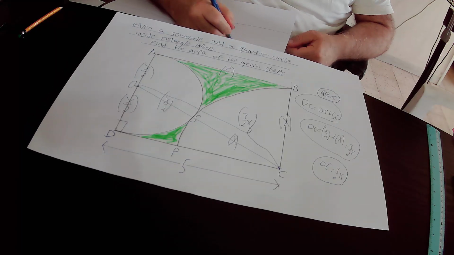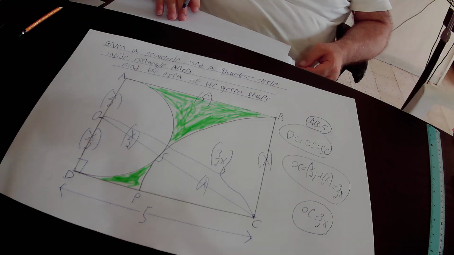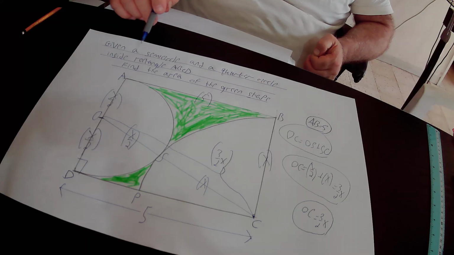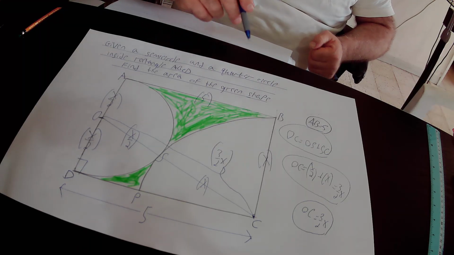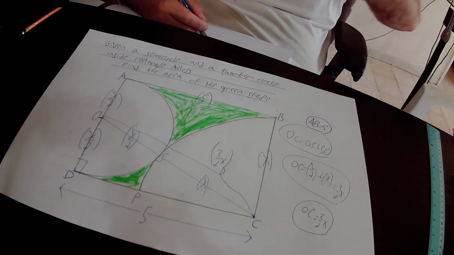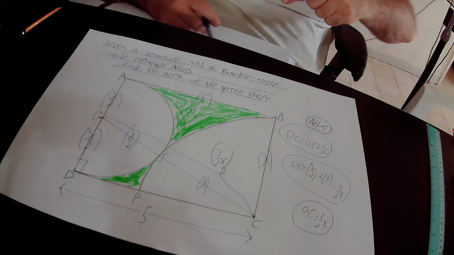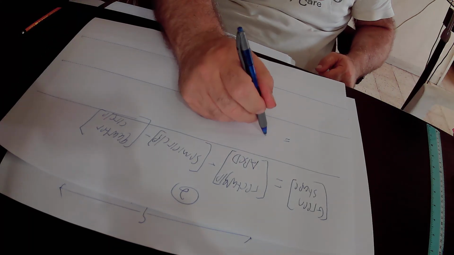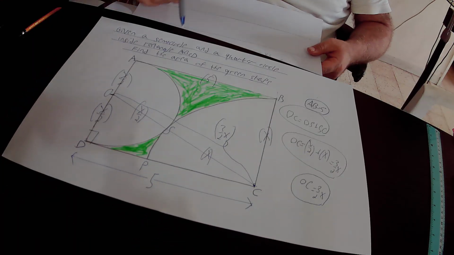So what is the area of rectangle ABCD? We know that the area of any rectangle equals the length times the width. The length AB of rectangle ABCD equals 5 units. The width BC equals x. So in total, the area of rectangle ABCD equals 5x. Minus the area of this semicircle.